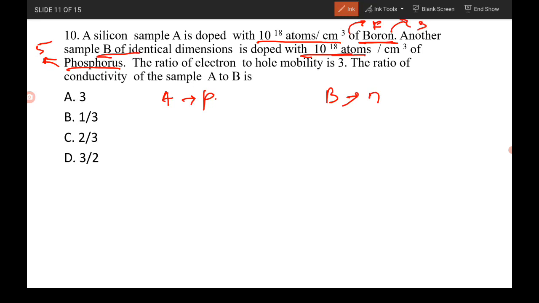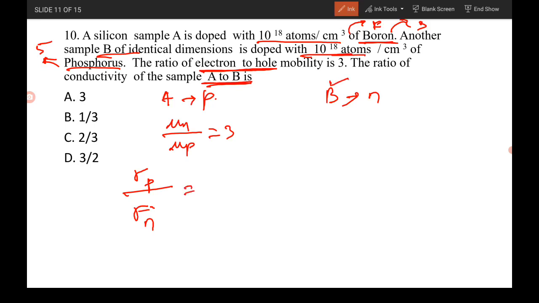So ratio of electron to hole mobility is 3. Okay, so electron to hole mobility, that is mu n by mu p. You got to read it clearly, whether it is hole to electron or electron to hole. It is electron to hole, whose value is equal to 3. So the ratio of conductivity of the sample A to B. We got to find out A to B, that is sigma of P, the conductivity of the p type, divided by sigma of N, for the n type, which is sample B.